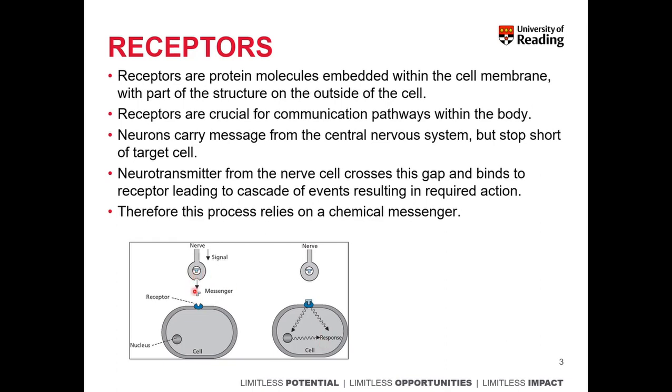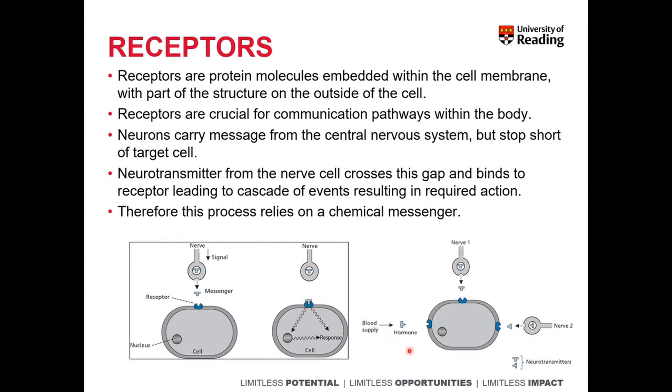So this process of carrying the message from the end of the nerve into the cell is performed by a chemical messenger, and it's this chemical messenger that binds to the receptor and initiates the cascade of events within the cell that results in the required action.